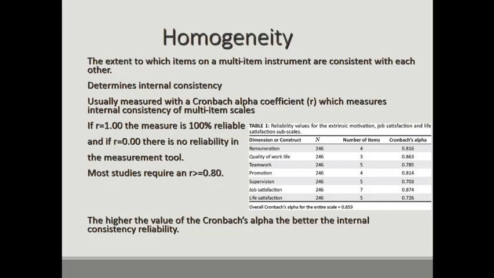The Cronbach's alpha measures internal consistency on multi-item scales. If your r is 1, it's 100% reliable. If it's 0, there's no reliability in the measurement tool. Most of the time, if you're doing a study, you want an r value that's at least 0.8. The higher the value of the Cronbach's alpha, the better the internal consistency reliability.